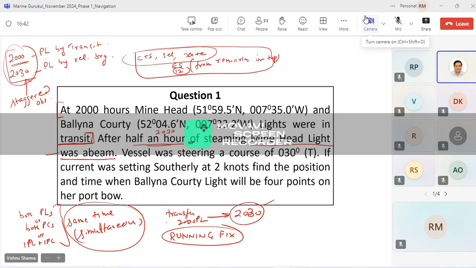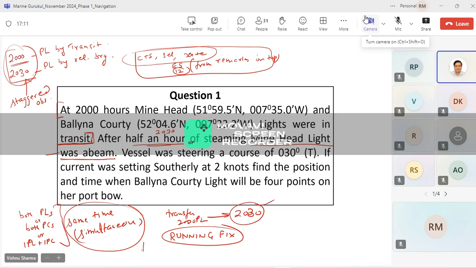So in such questions, we can deploy running fix, which will help us in solving such questions because the observations, unfortunately, are not simultaneous. For some reason we got one PL at 2000 hours, and for some other reason we got another PL at 2030. Unfortunately, we did not have two observations at the same time. And now we are trying to make use of that to fix the vessel's position. Okay.